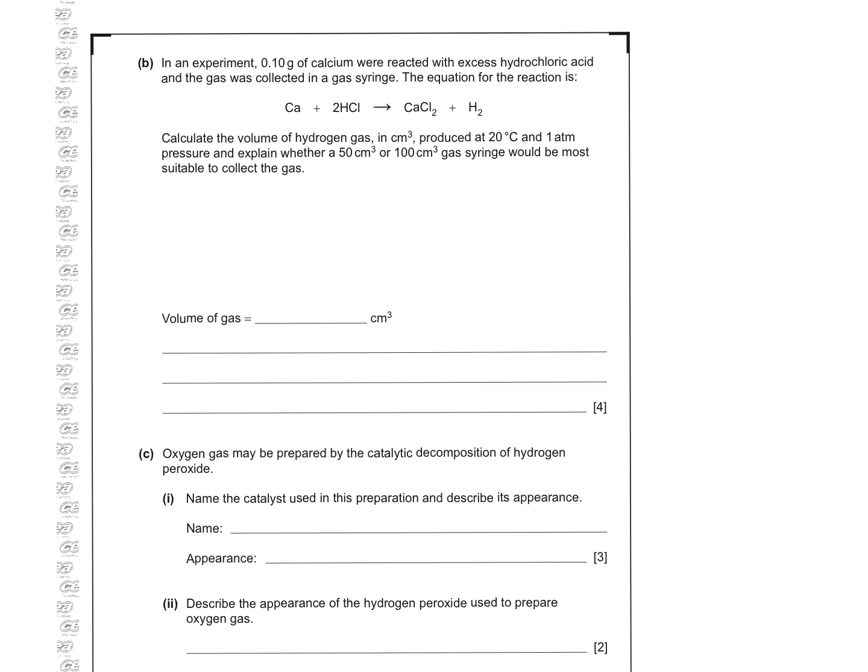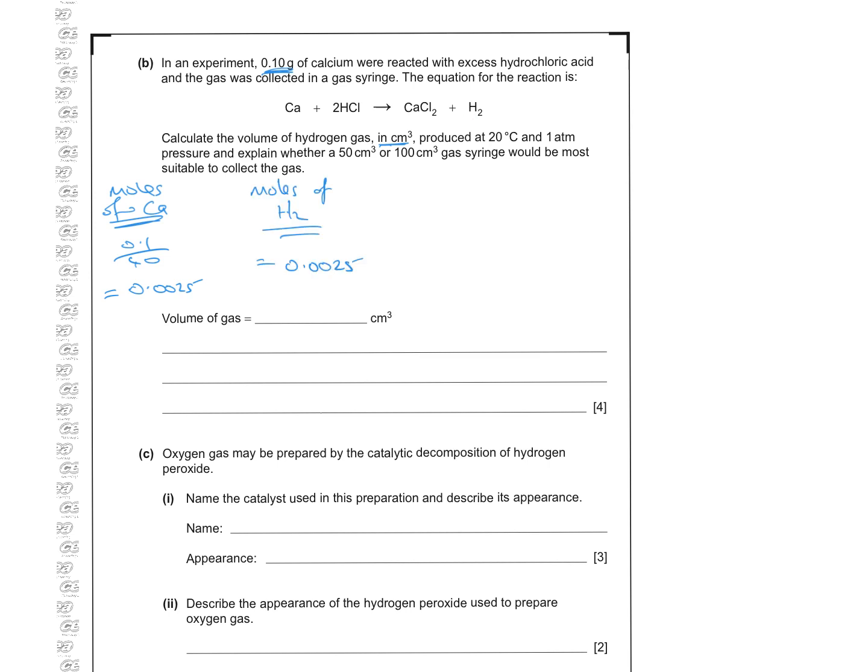B then, calculate the volume of hydrogen gas produced. And it has to be in cubic centimetres. And explain whether 50 or 100 gas syringe would be most suitable. Okay, well, we've got 1 gram of calcium. So what we've got to do is work out the number of moles of calcium. Now we can see that the calcium and the hydrogen are in a ratio of 1 to 1. So that means that the moles of hydrogen produced will also be 0.0025.